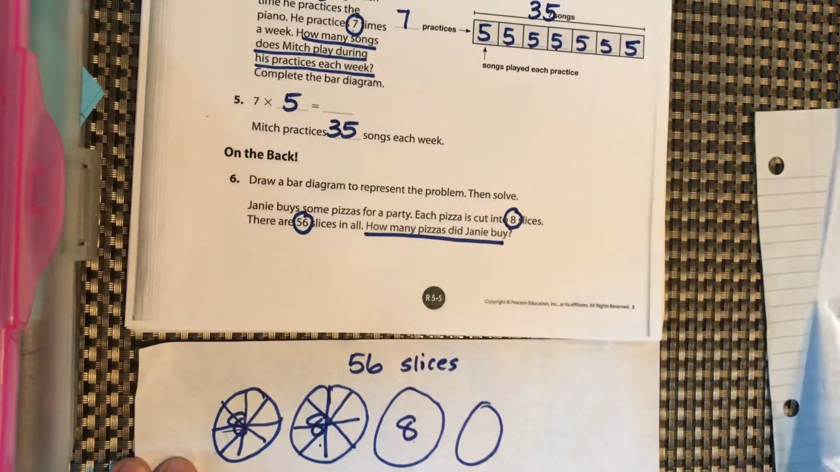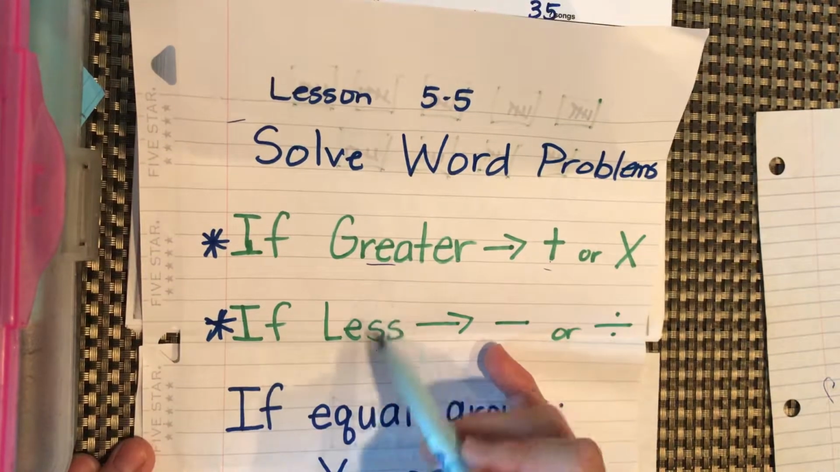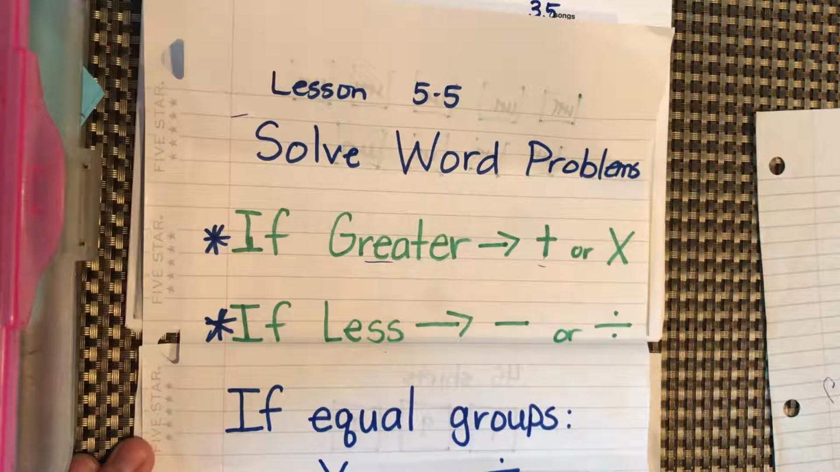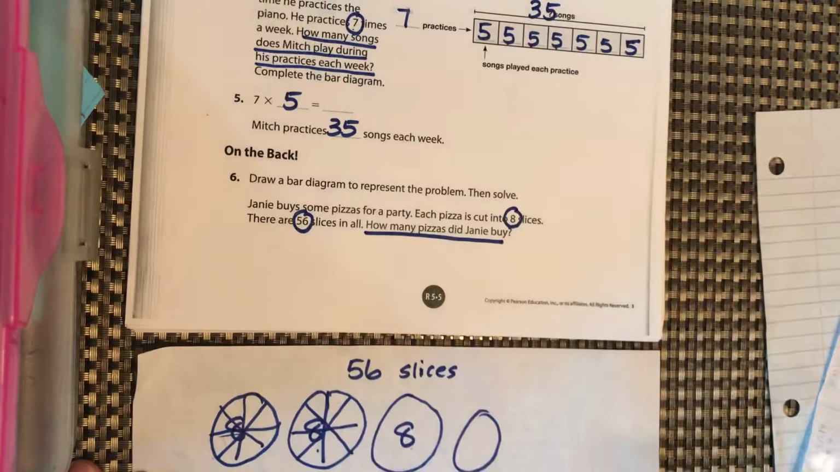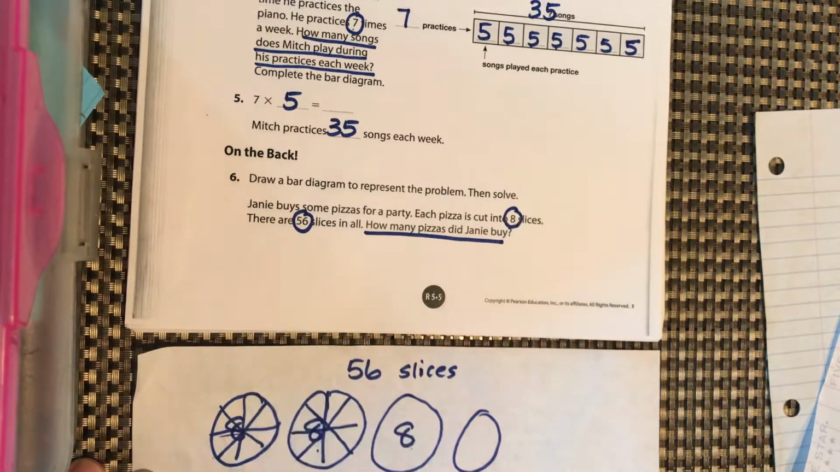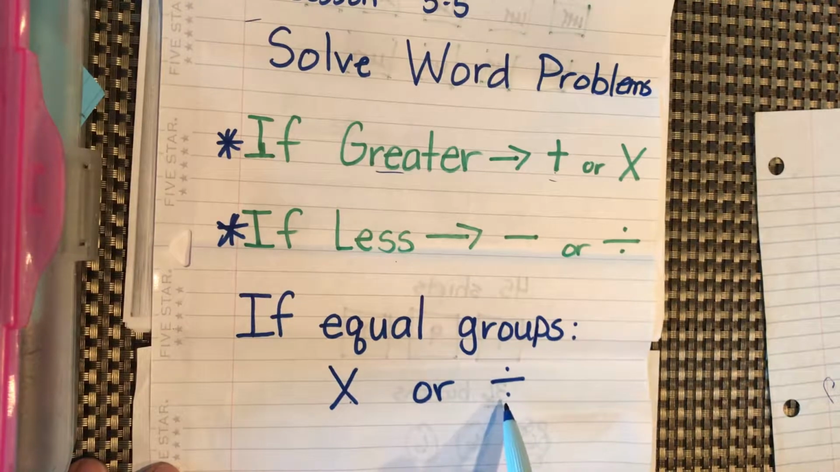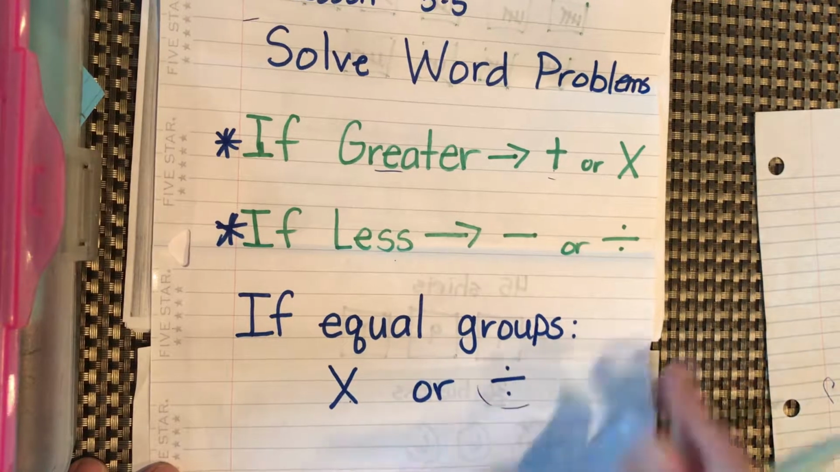Okay, so the question is, is the number of pizzas going to be greater or less than 56? Yes, it should be less. If we had 56 pizzas and we cut them into 8 slices, we would have way more than 56 slices. We don't want more than 56 pizzas. So we are talking about less, and we do have equal groups because there's 8 slices per pizza. So we're going to divide.